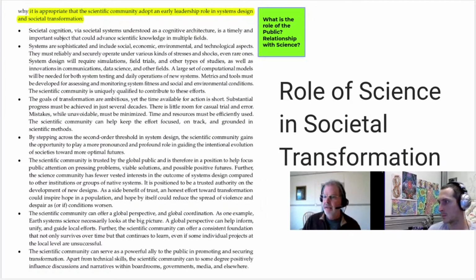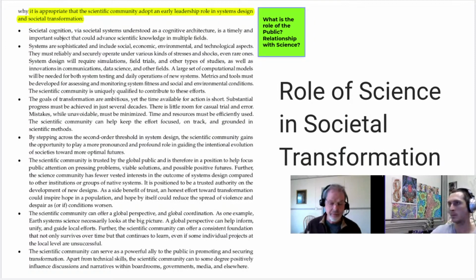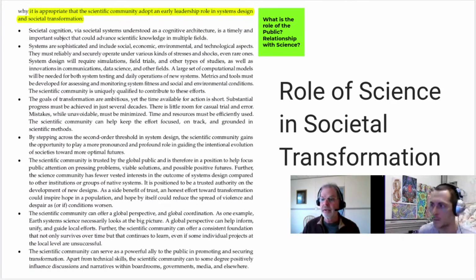So I have a bullet list here of various reasons why the science community might want to be involved in this. I'll just go through a few of these real quick. First, the idea that society can be understood as an organism, a superorganism, if you will, and a cognitive organism at that, is timely and important, and offers numerous opportunities to advance basic science knowledge. So in participating in a program of societal transformation, a great amount of science knowledge would be generated.